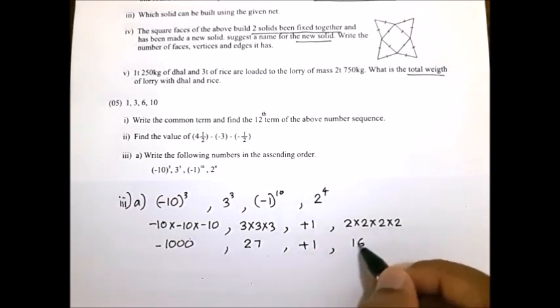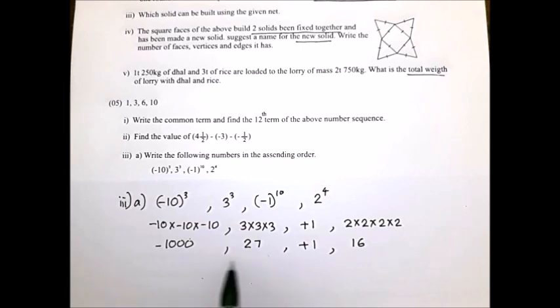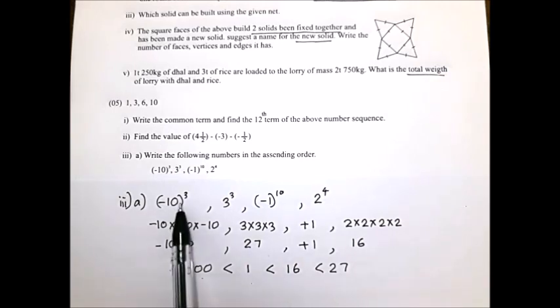The value is 16. Then you have to write this in ascending order. First write the smallest one. Smallest one is minus 1000. Then plus 1. Then 16. Then 27. But you have to replace original terms here.